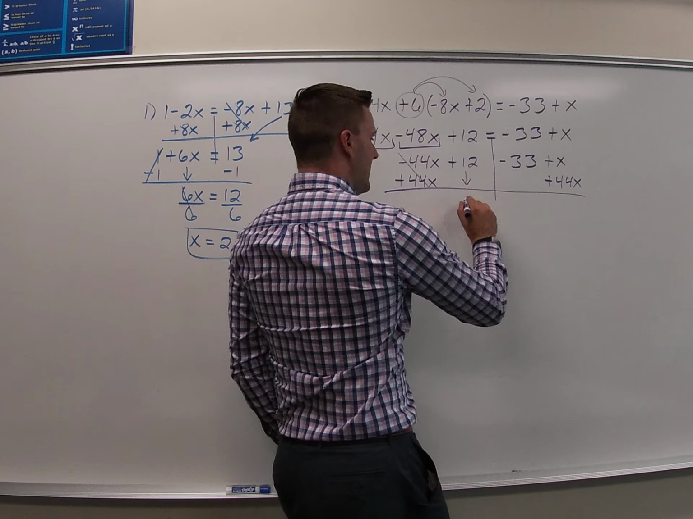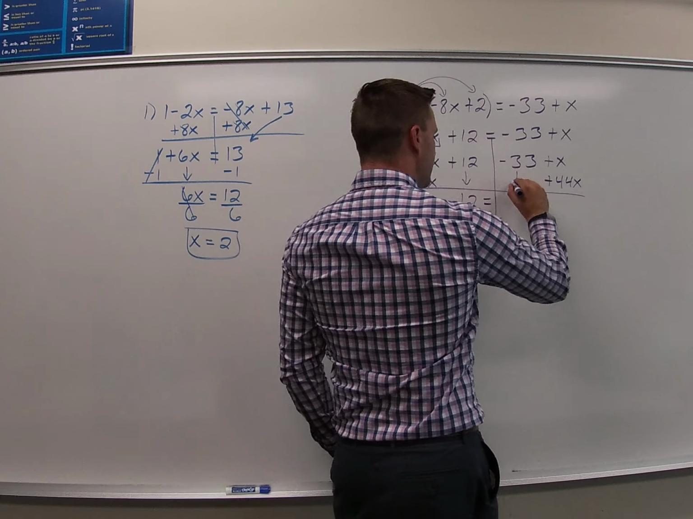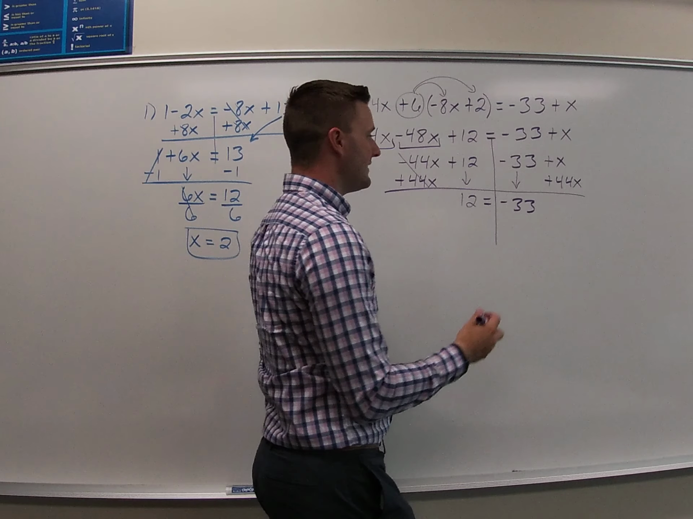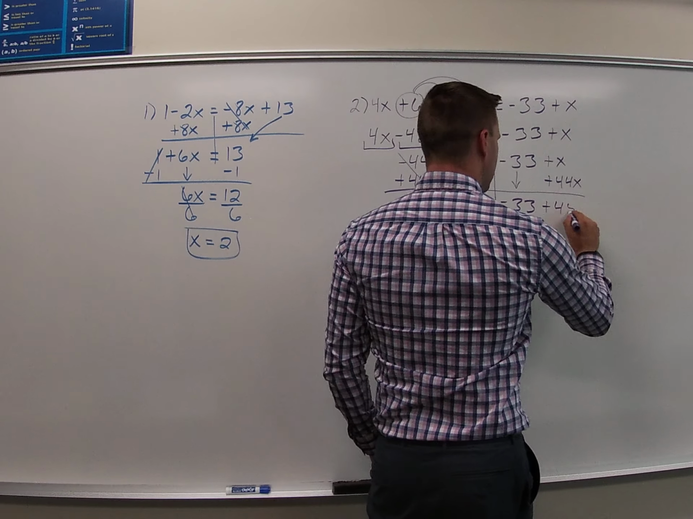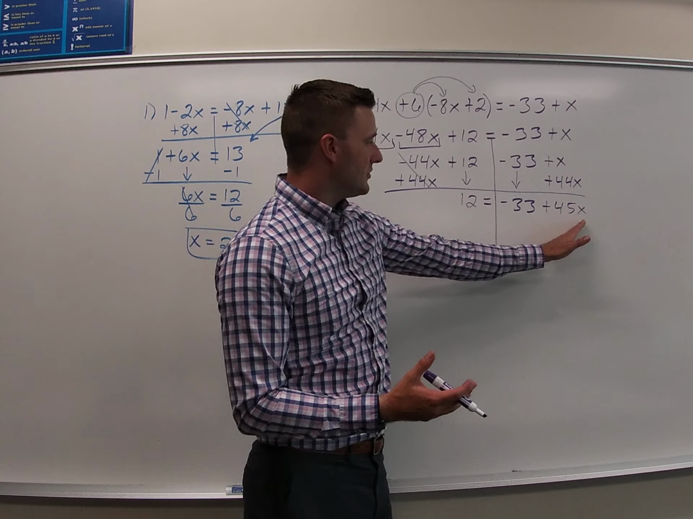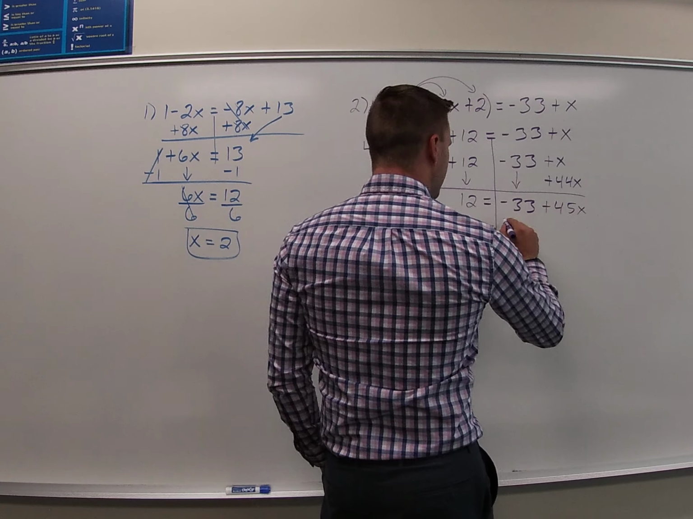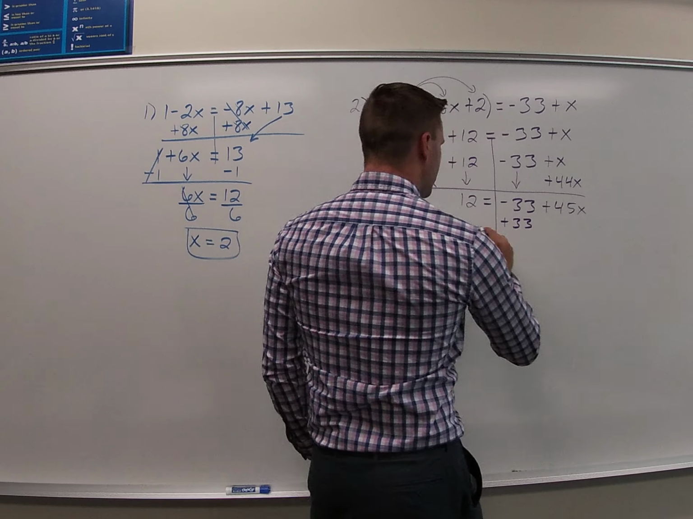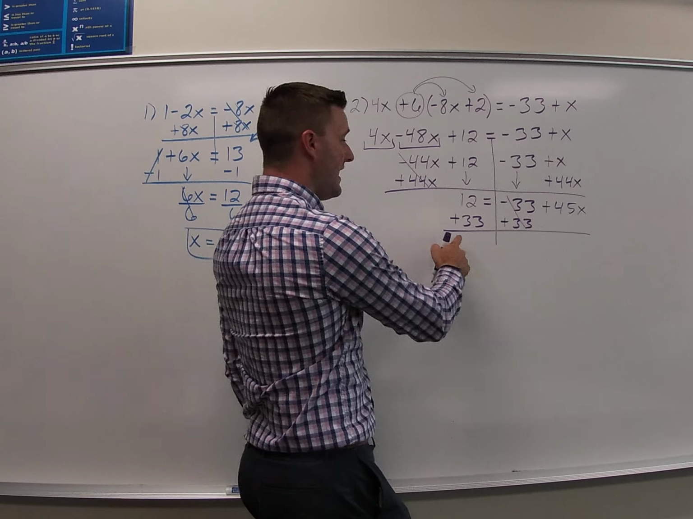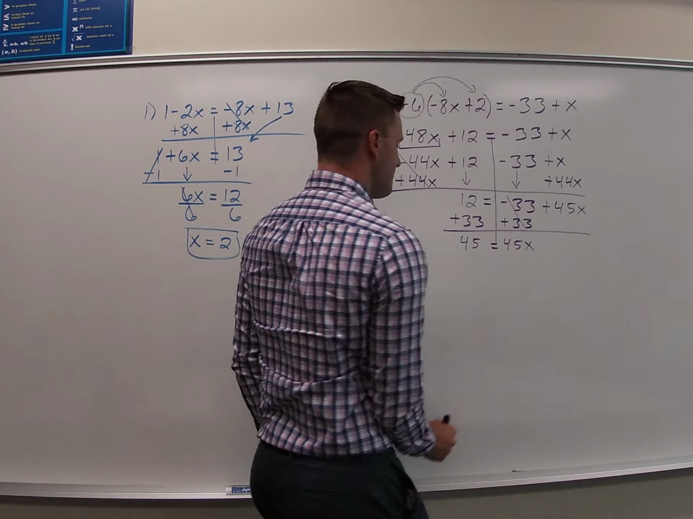What I have left now, I have this positive 12 that's going to be brought down, equals this -33 is going to be brought down, and a 1x plus a 44x gives me 45x. Finally, I want to isolate x, or get x by itself. So how I start that is by adding 33 to both sides. The opposite of subtracting, or a negative 33, is a positive 33. So I'm going to add 33 to both sides. So what I have is 45 equals 45x.